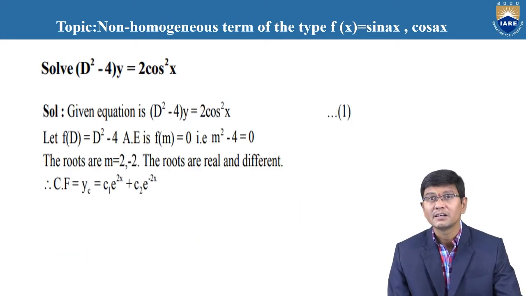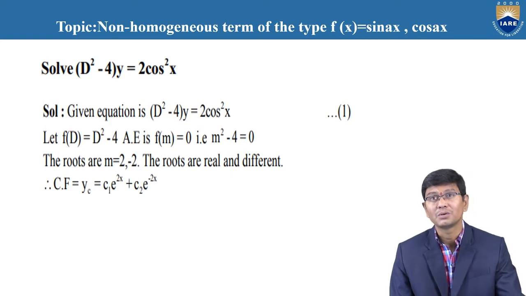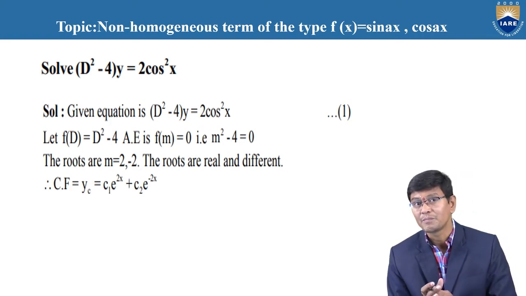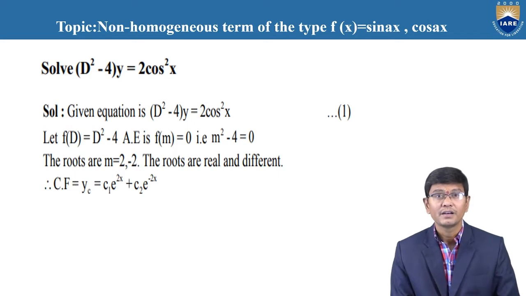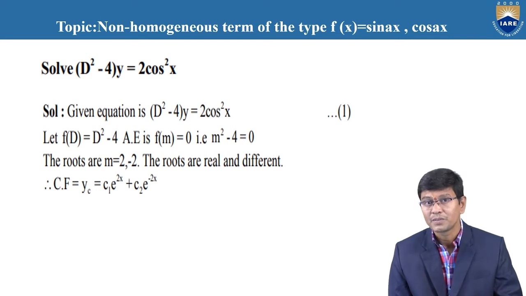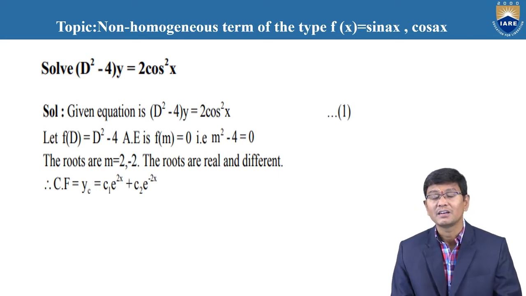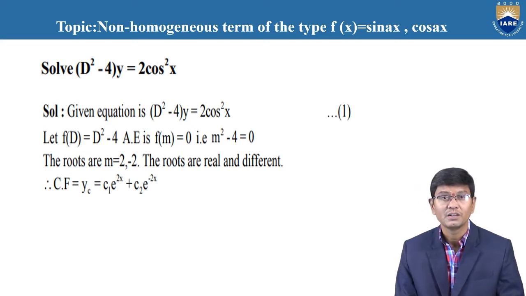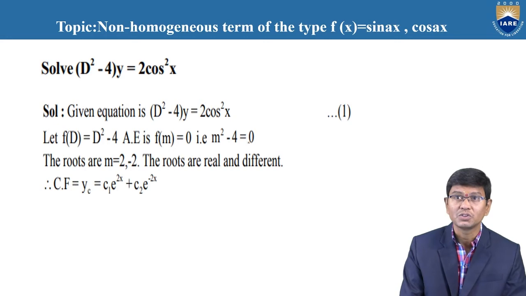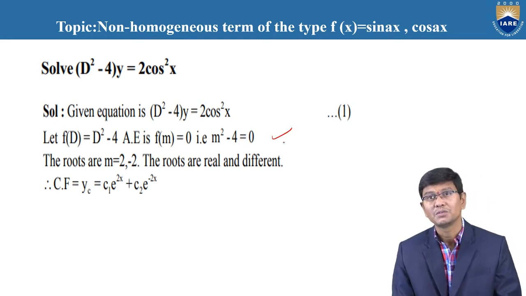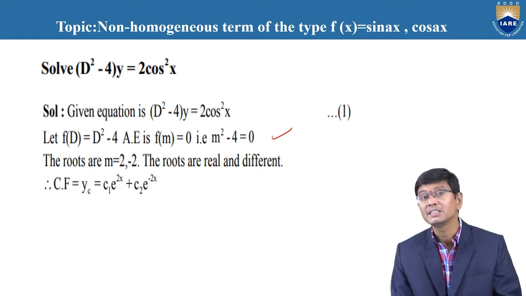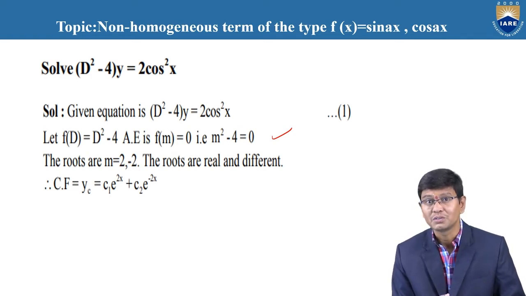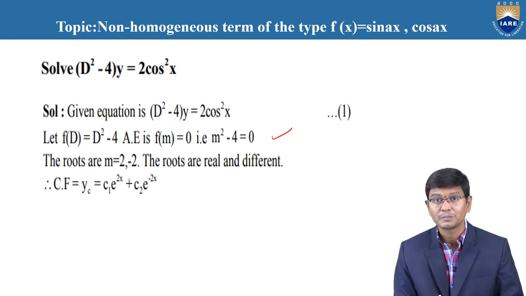Now we'll discuss how to solve d square minus 4 into y is equal to 2 into cos square x. Here the given equation is already in operator form. Therefore, we need to write the LHS side, the complementary function, with the help of the auxiliary equation, that is f of m is equal to 0. Therefore, m square minus 4 is equal to 0. By solving, you obtain two roots: 2 comma minus 2.